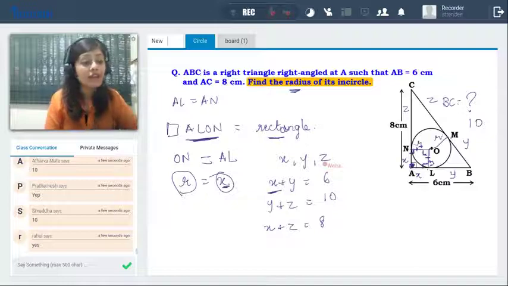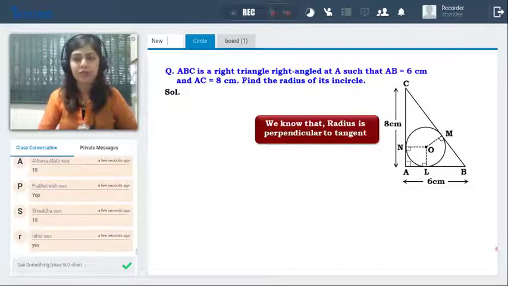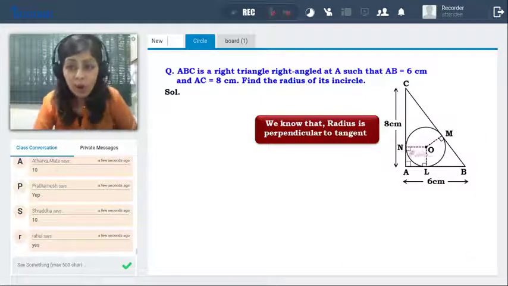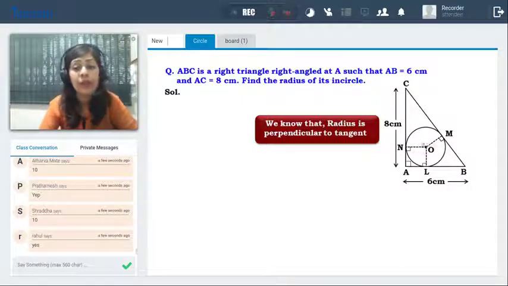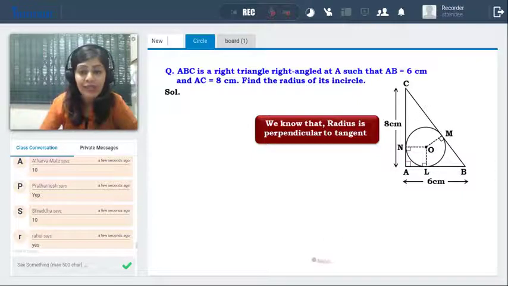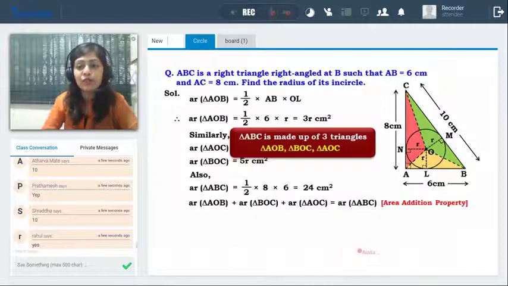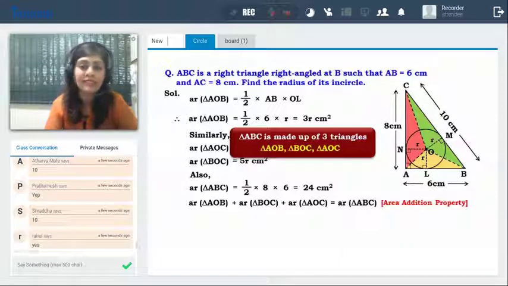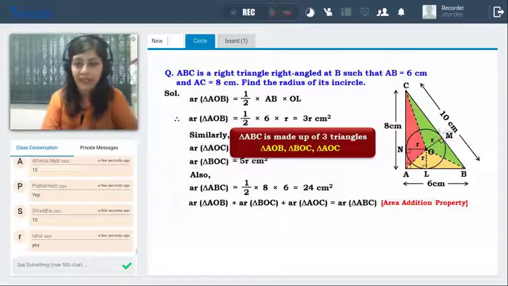All right. This is one way of solving the sum. Let's see the other way of solving the sum. Now, the other way of solving the sum is also very easy, students. Pay attention. What we are going to do is draw some segments. We are going to join vertex A to O, B to O, and C to O. Why? Because when you join AO, BO, CO, now you have three triangles. You have triangle AOB, triangle BOC, and triangle AOC.